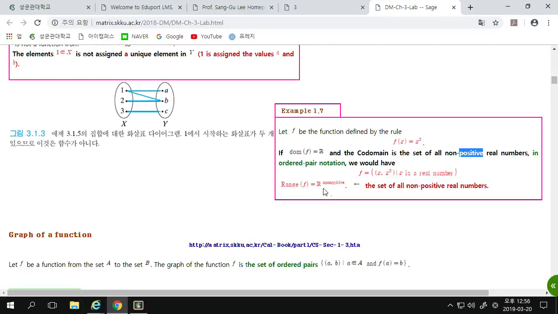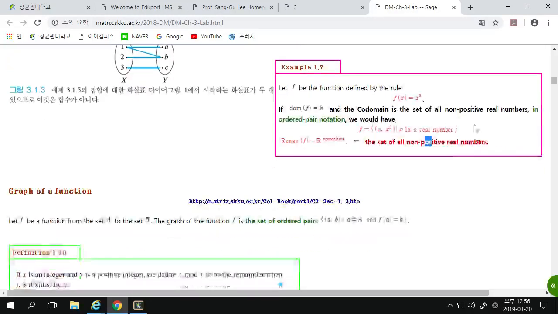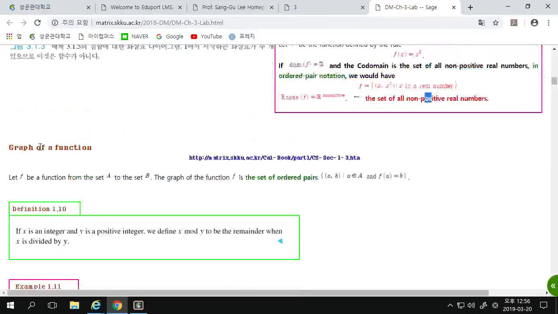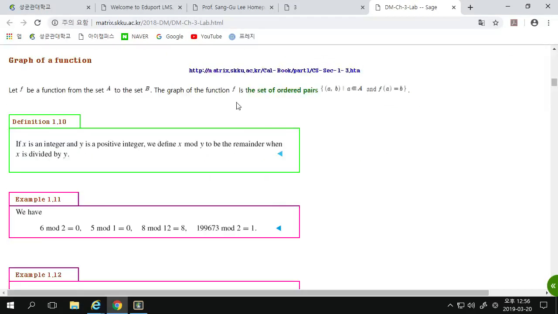And the range of f is all non-negative real numbers. Yeah, x squared is non-negative. It should be fixed. And you should make a note on these kinds of things, to make sure you understand the whole concept properly.